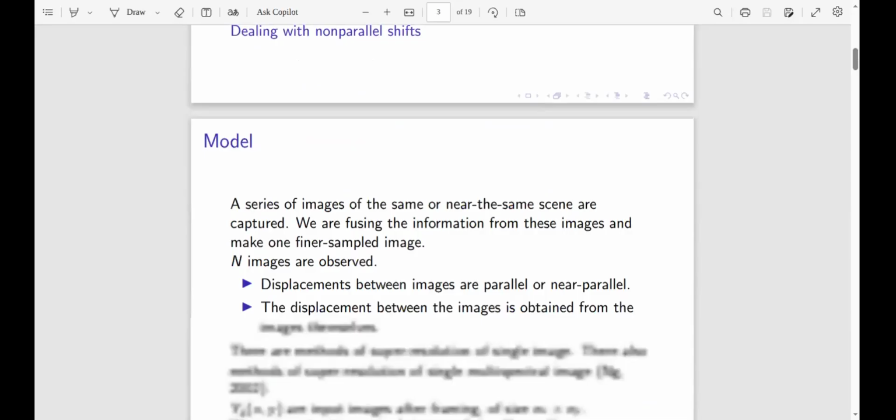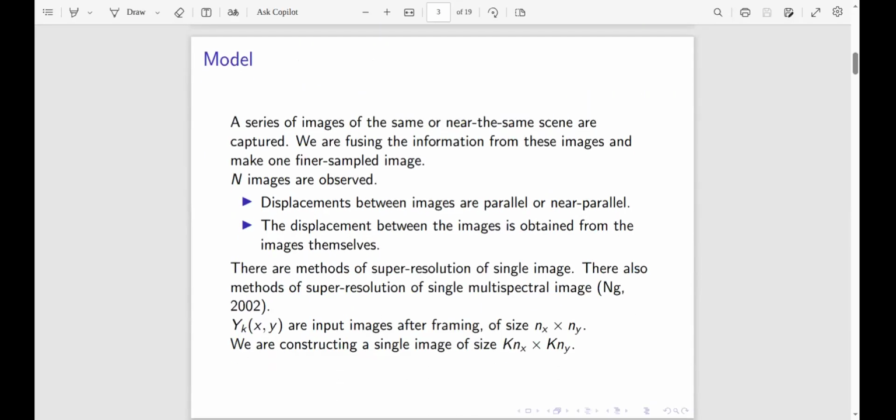We consider the following problem. Let us say we can observe a series of images of equal or very similar resolution of the same scene, and we want to construct one image which has finer resolution.